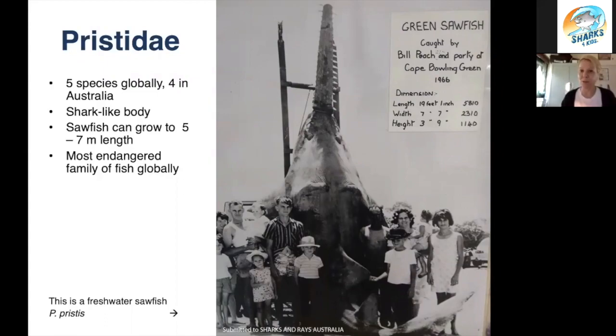And so when I tell people about that, it's a number, you think, okay, that's quite big, but look at this image that I have here. I don't know if my pointer actually works. Look at this image and look at the size of the people's heads in comparison to the animal's head and in comparison to the size of the saw. This gives you an idea of how big these animals used to get. And so they're now the most endangered family of fish globally. So these animals are in trouble, and so we need to look after them.